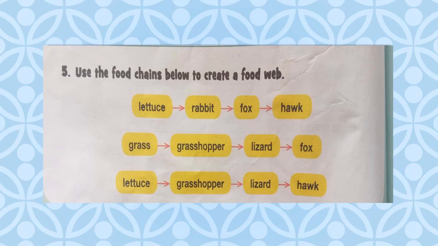For example, lettuce is a plant which is being eaten by a rabbit. Rabbit is being eaten by a fox, and fox is being eaten by hawk. Then grass. Grass is being eaten by grasshopper, then lizard, then fox, then lettuce, grasshopper, lizard, hawk. These are three different chains, but try to interlink them in the shape of a food web. What does it mean by a food web? Recall the lecture which I have delivered on this specific topic, food web, and then try to attempt this question on your own in your notebooks, dear students.